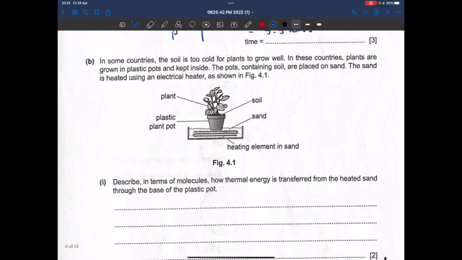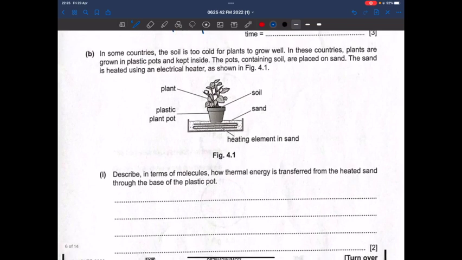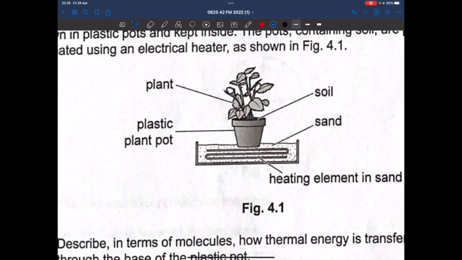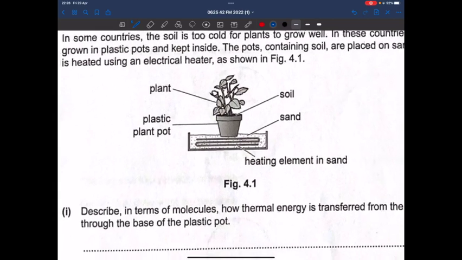The next part here, in the same question, they said, in some countries, the soil is too cold for plants to grow well. In these countries, plants are grown in plastic pots and kept inside. So the pots containing soil are placed on sand. The sand is heated using an electrical heater as shown in figure 4.1. As you see here, we have a heating element inside the sand. Then over the sand, we have the plastic part, and inside it, we have the plant and the soil.